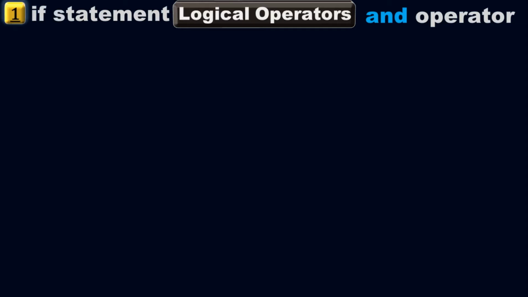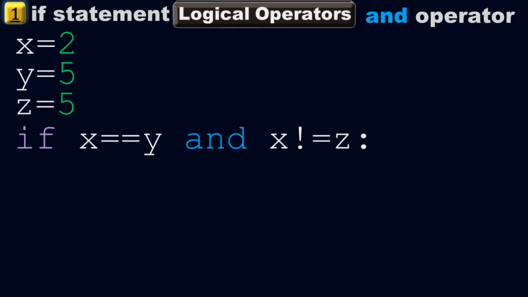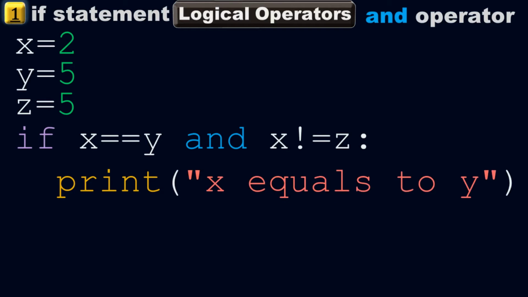Let me take the same example again, but this time I want to change the variables' values. For x I have 2, for y I put 5, and for z I put 5. If I write if x equals y and x is not equal to z, then print x equals y. When you run it, you won't get any result. You won't get any output.